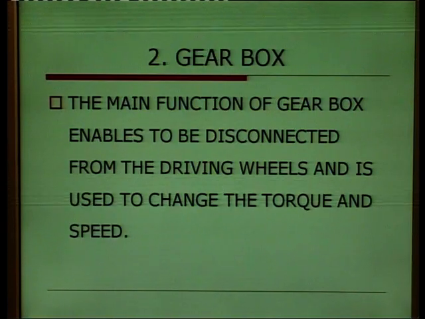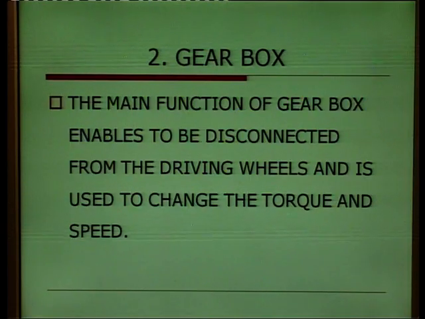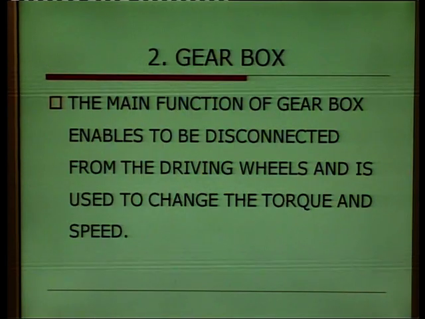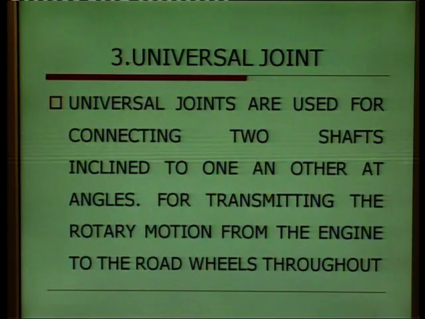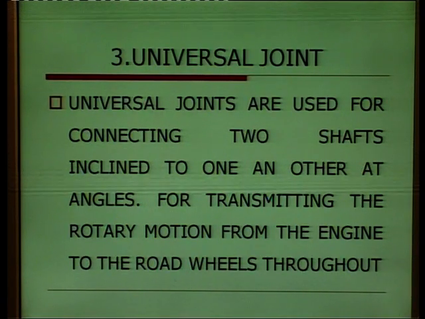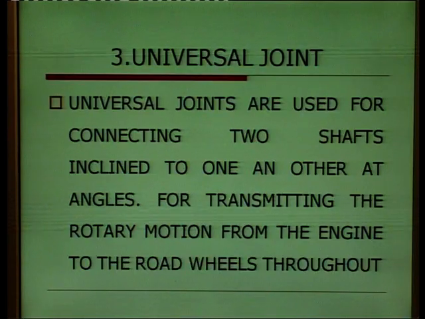During starting of the vehicle, a higher torque and a low speed are required. The gears perform these functions: increase the torque and decrease the speed of the vehicle. Then next is universal joint. Universal joints are used for connecting two shafts inclined to one another at angles for transmitting the rotary motion from the engine to the road wheels.